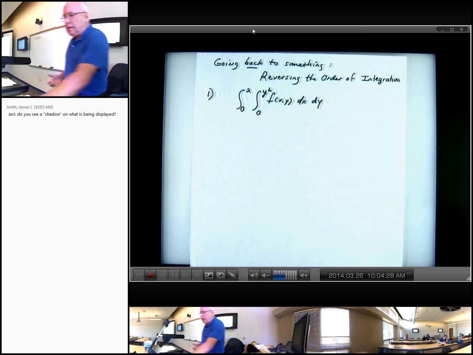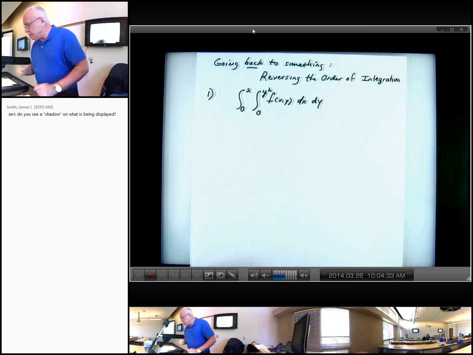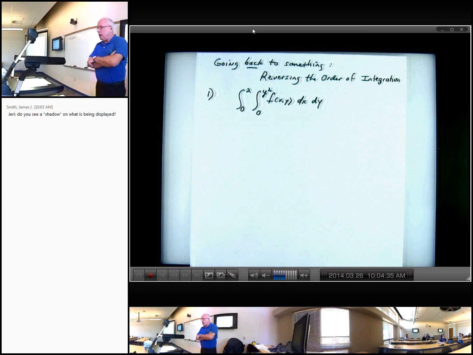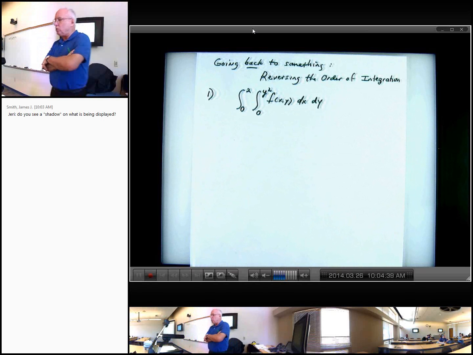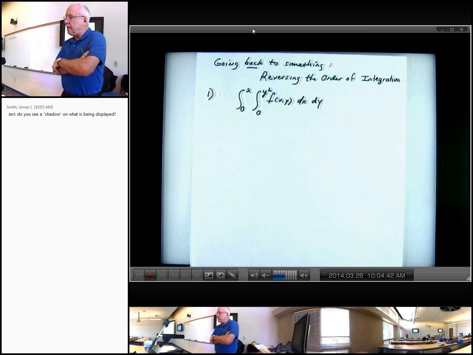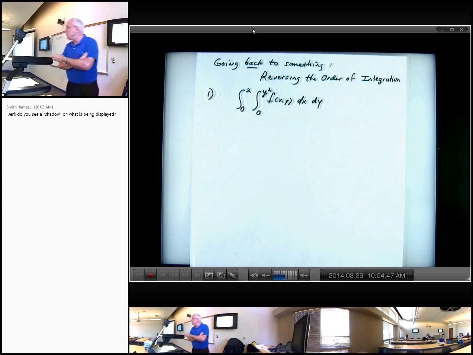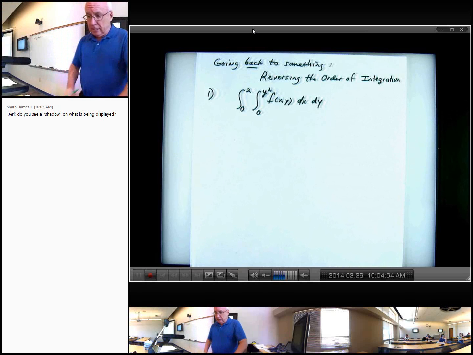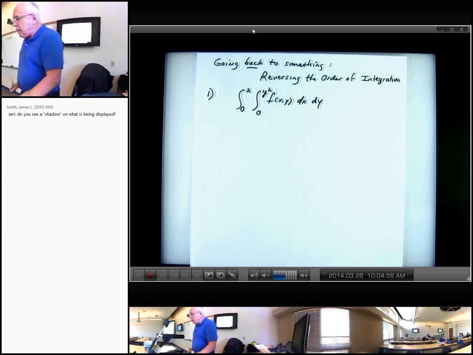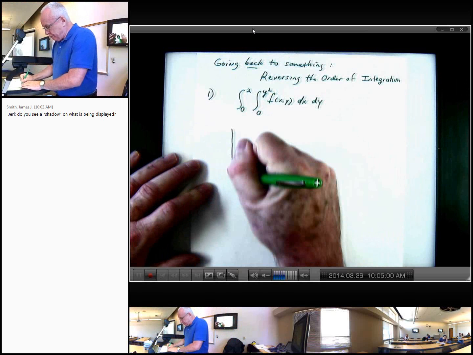Now here we're not going to actually evaluate things, but let's suppose this is the problem you're given. Double integral, y goes from 0 to 2, x goes from 0 to y squared, some function f(x,y) dx dy. You're instructed to reverse the order of integration and then probably evaluate the integral. To do this, you really have to draw a diagram.